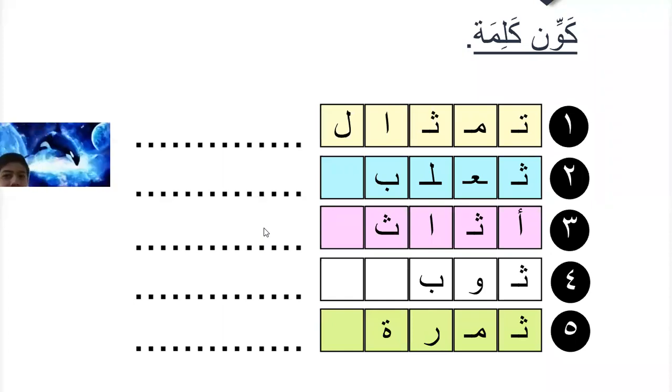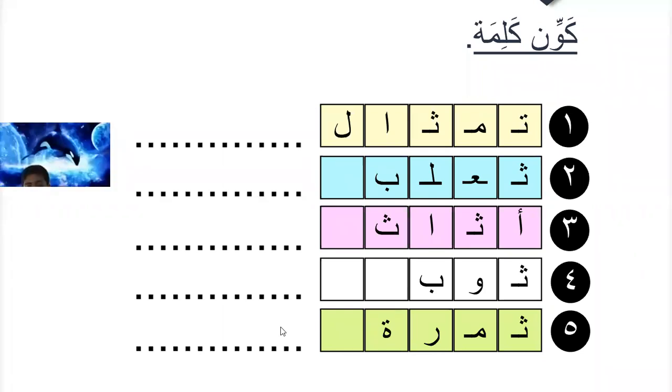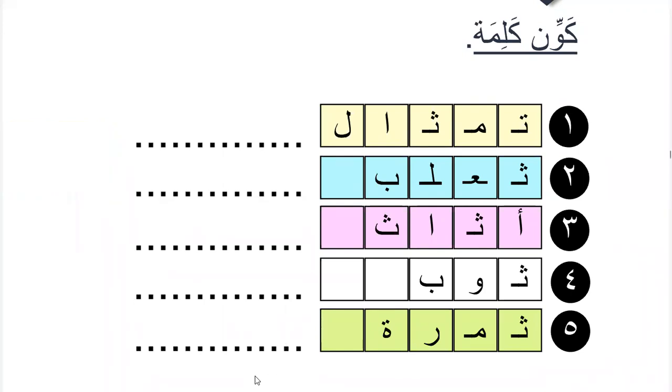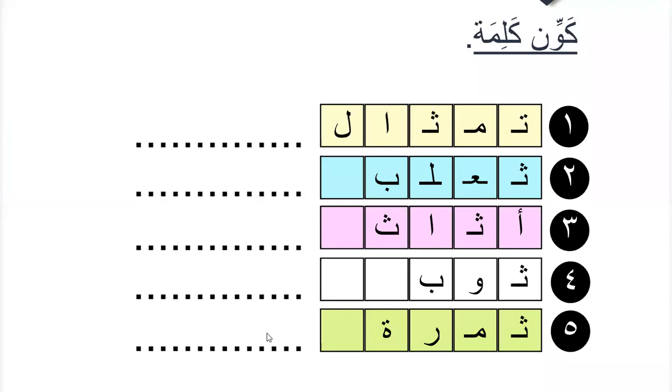It's furniture. Asas means furniture. Good. Next, saub. Saub is dress. Good. Okay, next is fruit tree. Yes. Fruit tree is samara. Samara. Okay.